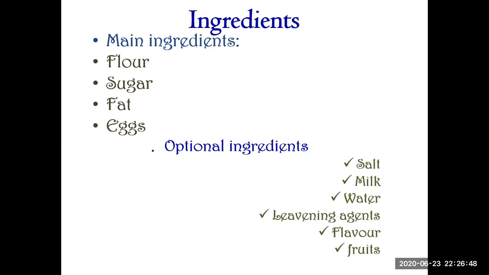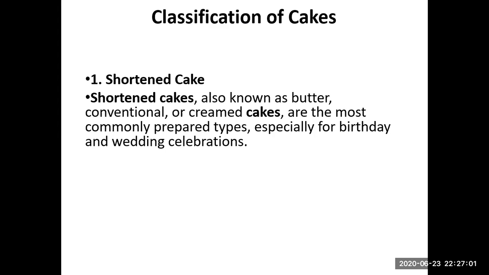Now we go for the classification of cakes. We can classify cakes into three types. The first one is called shortened cake, the second one is called unshortened cake, and the third one is called chiffon cake. In shortened cake, we already know that shortened means the fat. So in that type of cake, mainly fats are used. But in the case of unshortened cakes, mainly eggs are used. Fat is not normally used. And chiffon cakes are a combination of shortened and unshortened cakes. That is what we normally prepare in our homes or in our bakeries. That is mostly chiffon cakes.